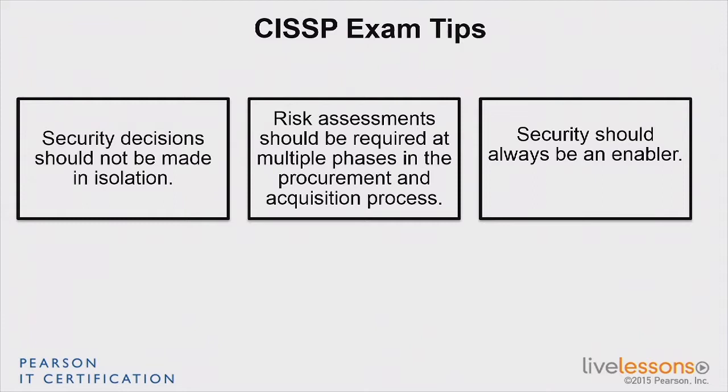The second is that risk assessment should be required at multiple phases in the procurement and acquisition process. We saw in our walkthrough 2 places where we did our risk assessments, plus 1 place where we did our vendor assessment. And lastly is that security should always be an enabler.